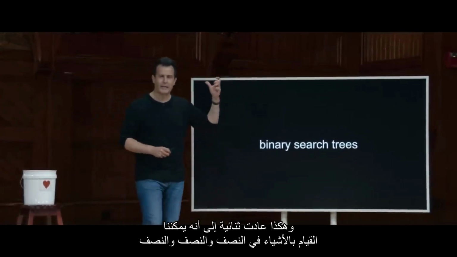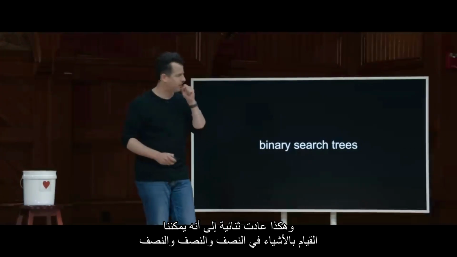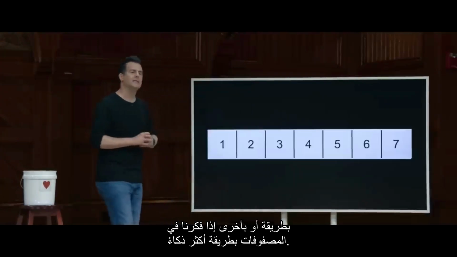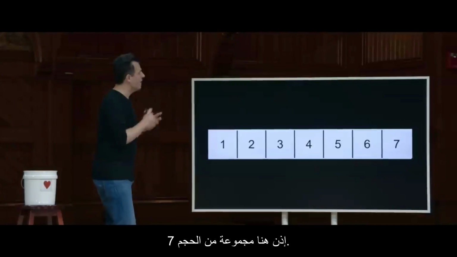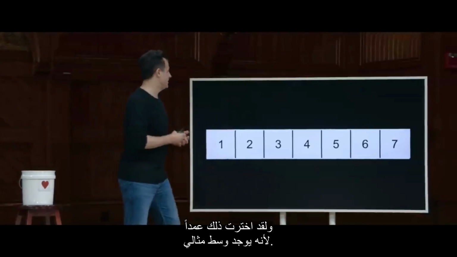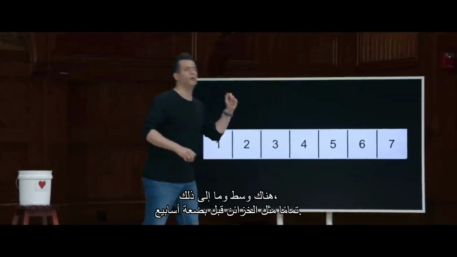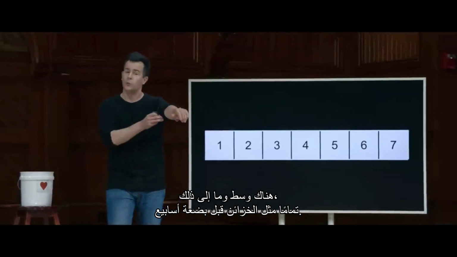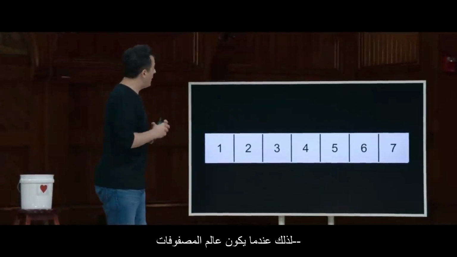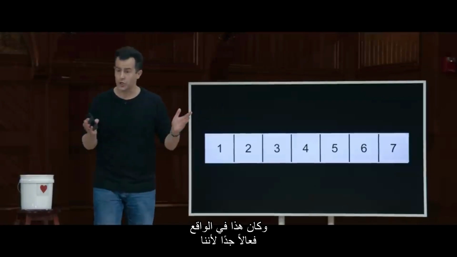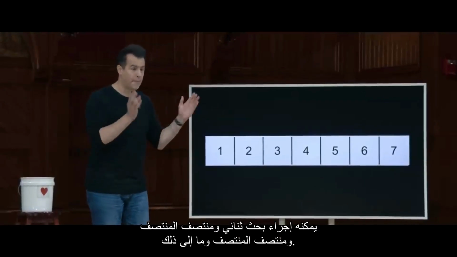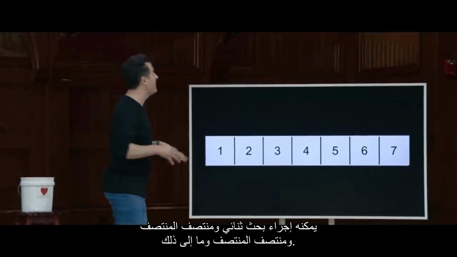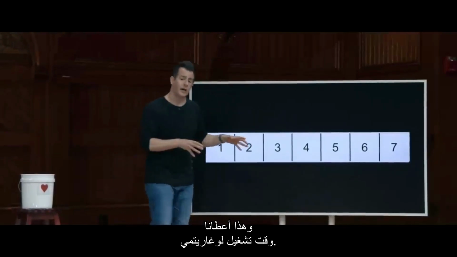And so bi is back, in that we can do things in half and half and half somehow if maybe we think about arrays a little bit more cleverly. So here's an array of size 7. And I chose that deliberately because there's a perfect middle, there's a middle of middle, and so forth, just like the lockers a few weeks back. So in the world of arrays like this, it was actually pretty efficient because we can do binary search: middle of middle, middle of middle of middle, and so forth. And that gave us logarithmic running time.